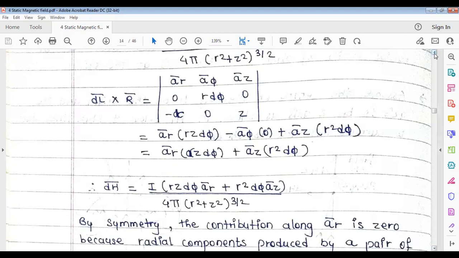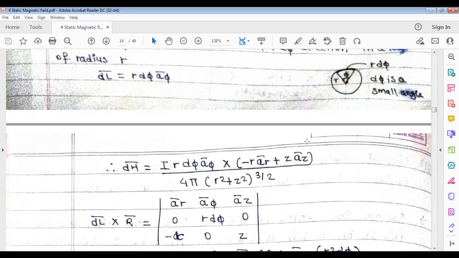Okay, a bar z is there. Now we'll see the second term. Again here I r d phi into unit vector a bar phi cross this z into a bar z. Now we'll take the cross product of only this a bar phi and a bar z. So take the multiplication as I r z d phi, which will be as it is, into a bar phi cross a bar z. So what is a bar phi cross a bar z?